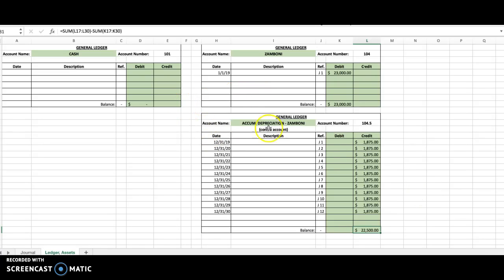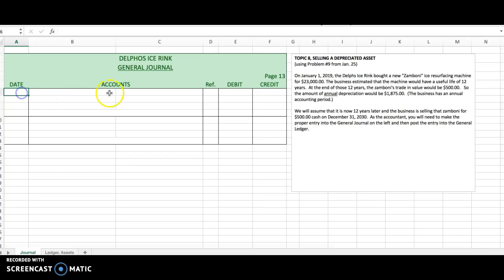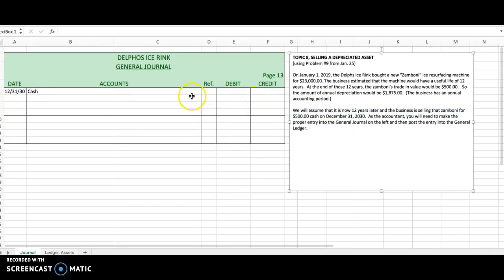So these are the three accounts that we will involve here because this is going to be a cash transaction. So we go back to the journal and we will assume this is December 31, 2030. And we will debit cash because we are receiving cash. And we are assuming over here, as we said in the instructions, that we sold this for $500 cash on this date. So $500 is what we received. Cash goes up by $500.